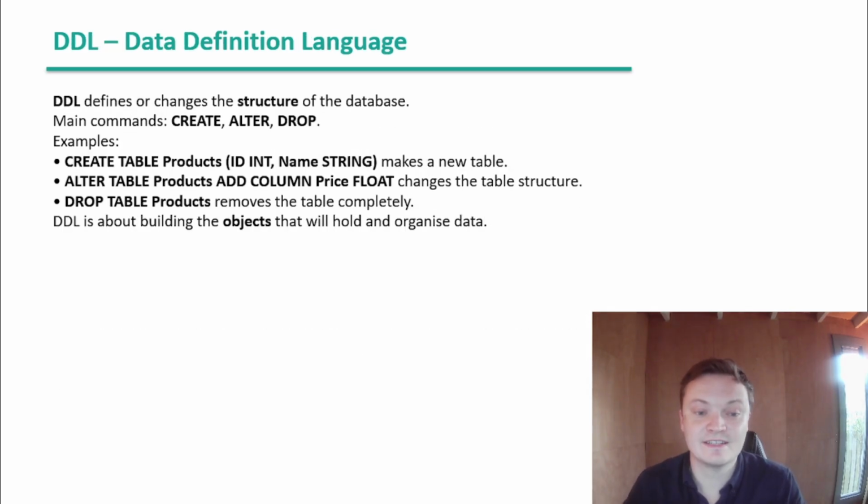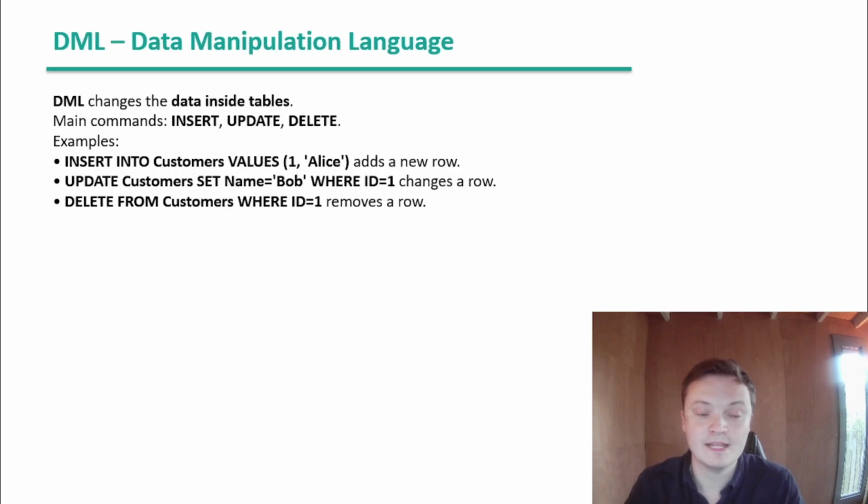DDL stands for Data Definition Language. DDL defines or changes the structure of the database. The main commands are CREATE, ALTER, and DROP. For example, CREATE TABLE products creates a new table. ALTER TABLE products changes the table structure, such as adding a new column, and DROP TABLE products removes the table completely. DDL is about building objects that will hold and organize data.